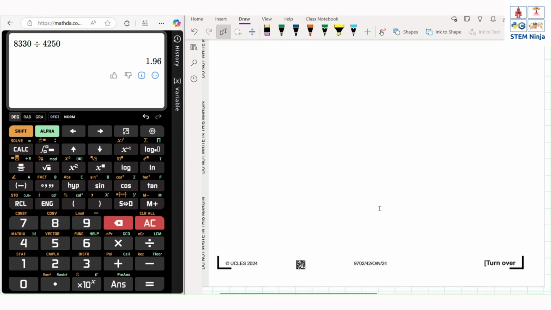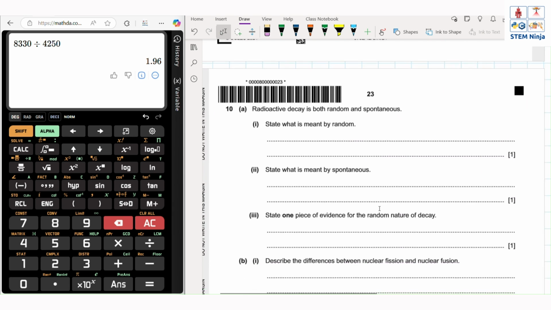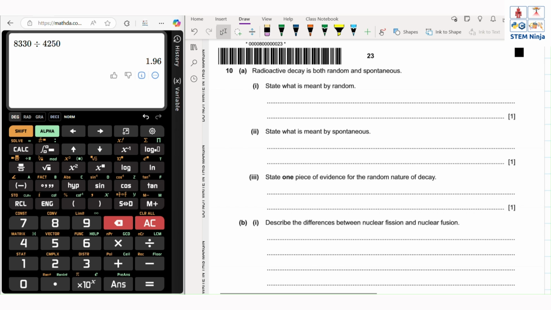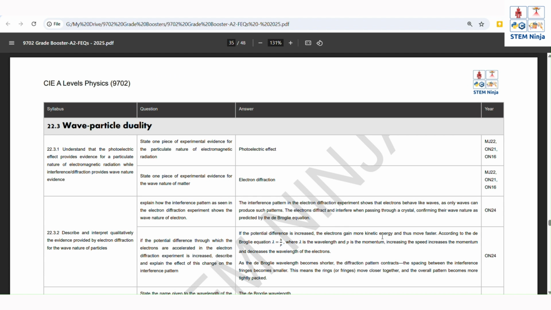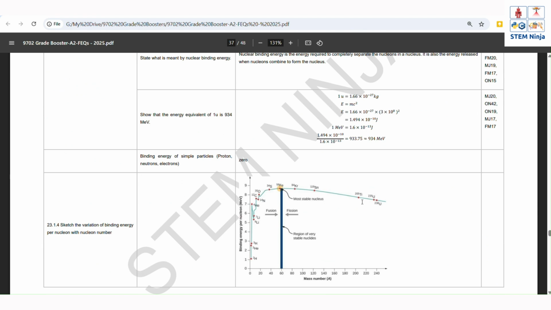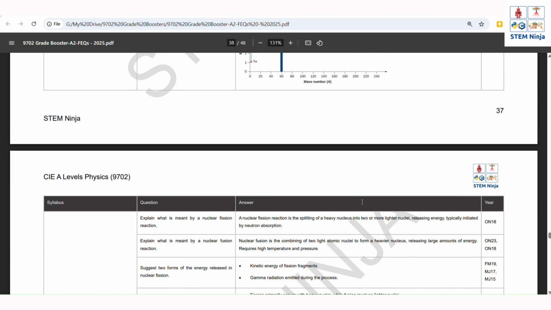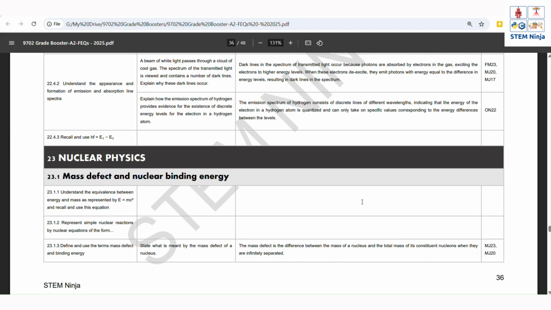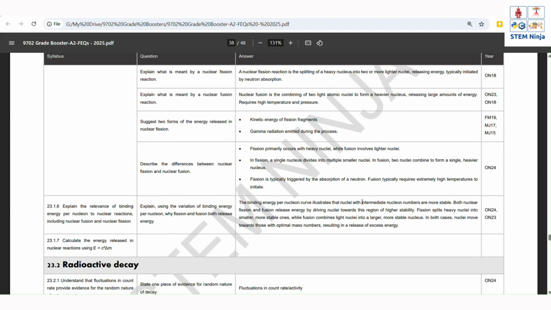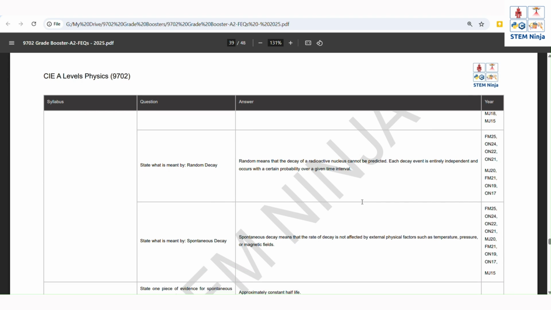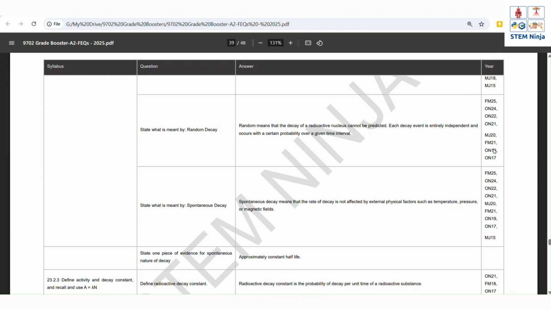All right, moving on to the 10th question. Radioactive decay is both random and spontaneous. State what is meant by random, state what is meant by spontaneous. These are very important questions, very frequently examined. Let me show you. You see, so many years listed over here, even February-March 2025.